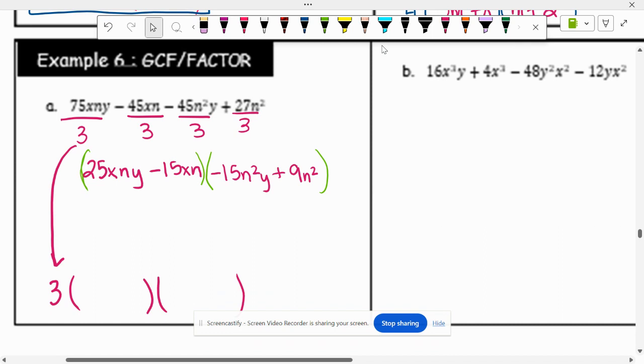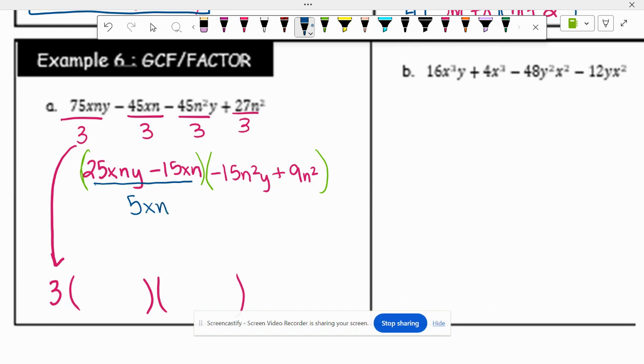So I want you to look at our first grouping. What can I take out of 25xy and negative 15xy? 5. What variable term can I take out? N. What else? Yeah. I'm going to write it as xn, just the order it was written in. That's fine. What about the next one?